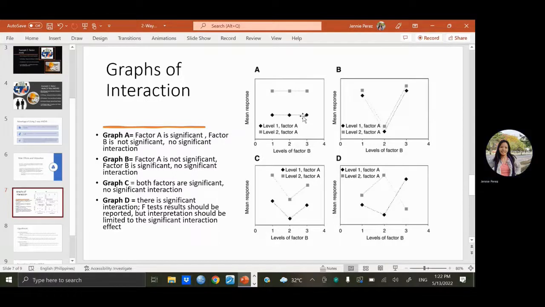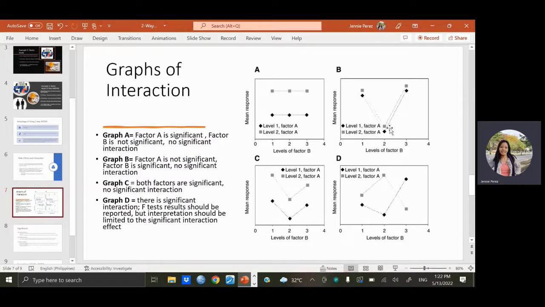We can see that there is no significant interaction between the two factors because the lines seem to show no appearance of converging or diverging. Okay, they are parallel with each other, these two lines.